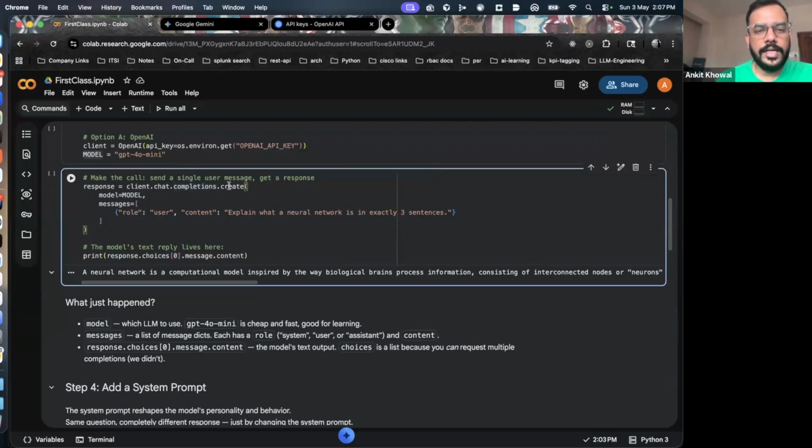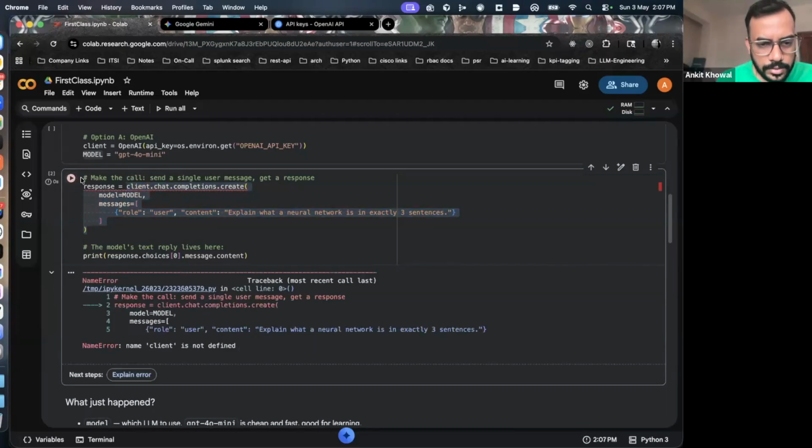And I'm creating this over here, where I pass two things: model, the model which was defined above, and messages, wherein I have to give a sequence of messages. First is role, user, content, explain me what a neural network is in exactly 3 sentences. Since I'm using the SDK, the SDK will directly make this LLM call and give me the response. So let me execute this.